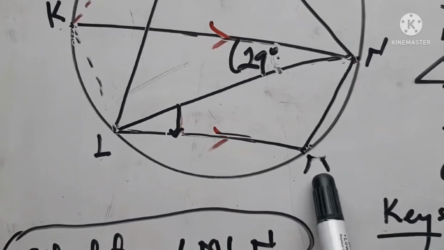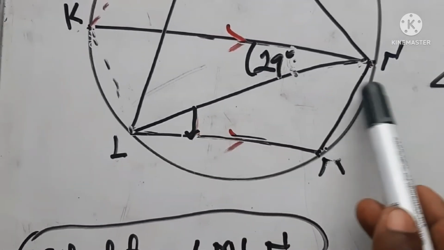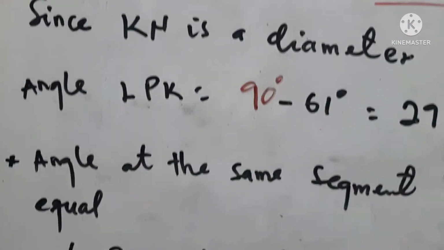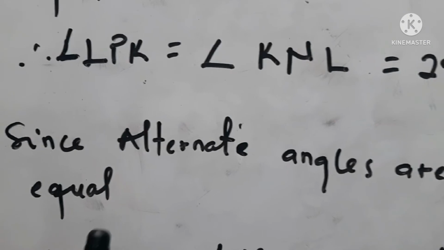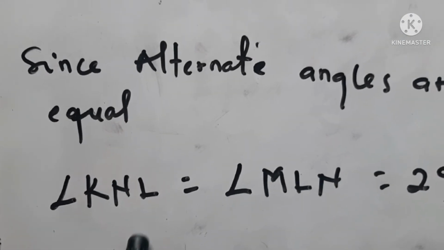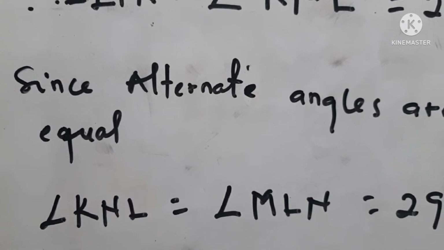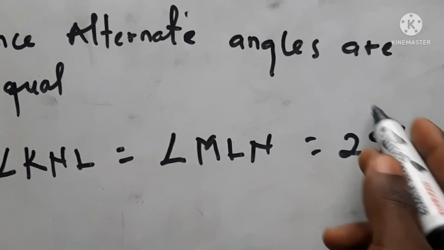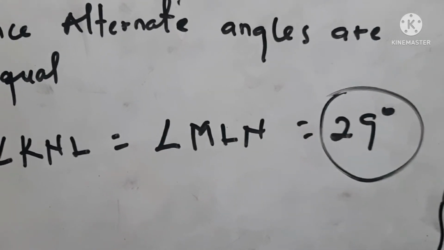That is the angle MLN, right? So this angle here alternates with the portion here. So that is exactly what I'm having here. Since alternate angles are equal, angle KPL is equal to angle MLN, which is equal to 29. So this is exactly what they are asking us to find. Let's look at the next question.